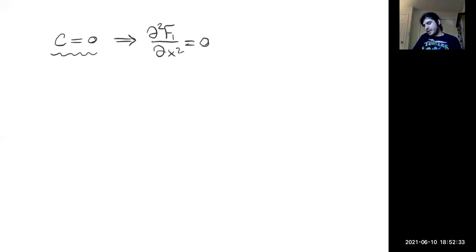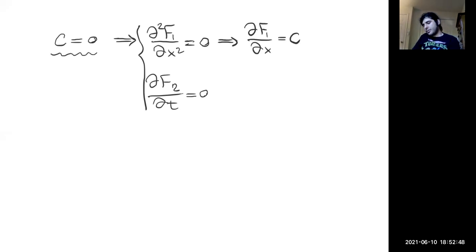Okay, let's see if C can be 0 or not. So if C is 0, the second derivative of f1 with respect to x would be 0. That would be one of the equations. The other one would be the derivative of f2 with respect to t is 0. Right? So the first one says the derivative of f1 with respect to x is a constant, call that C1. Therefore, f1 is equal to C1x plus C2.